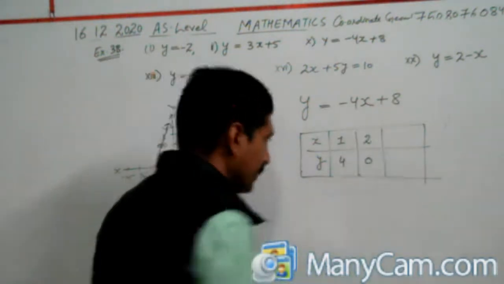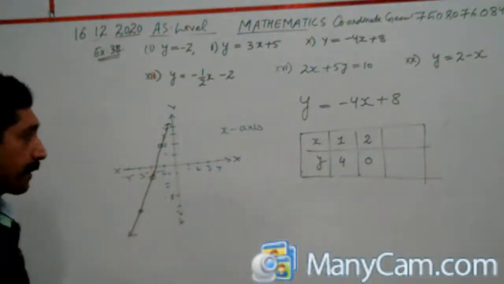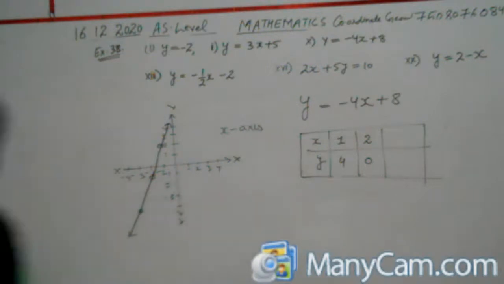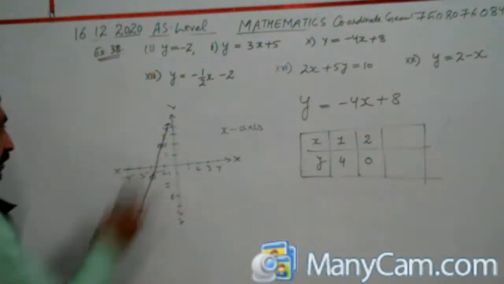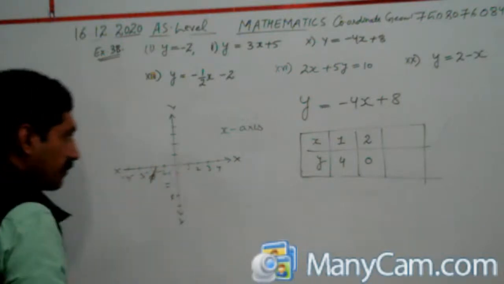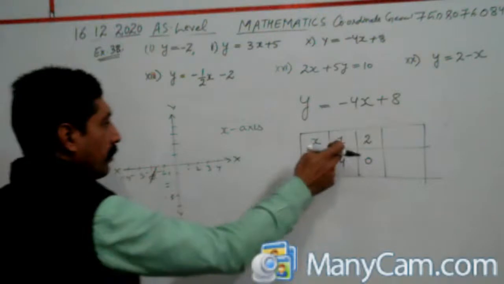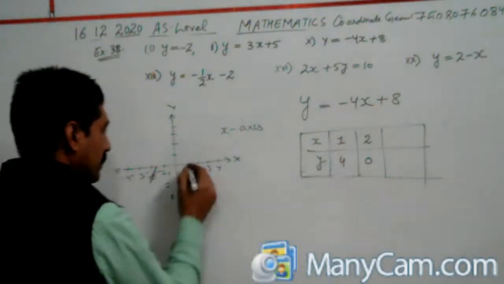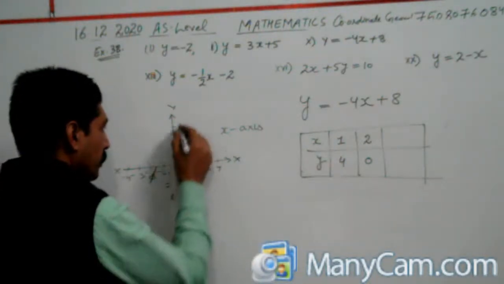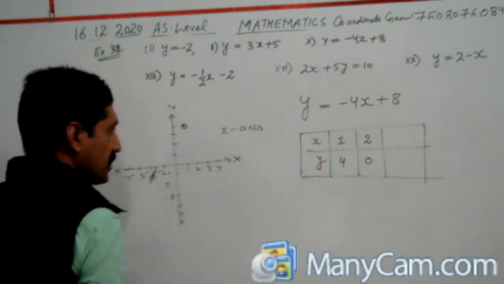These are sufficient. How to plot this line? Here we have the graph, the graph of the previous one. 2 points are more than sufficient, but we can take a third one also. X is 1, y is 4: 1, 2, 3, 4, that is the point here. X is 2, y is 0.